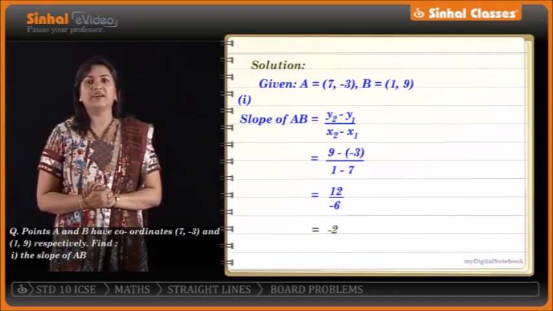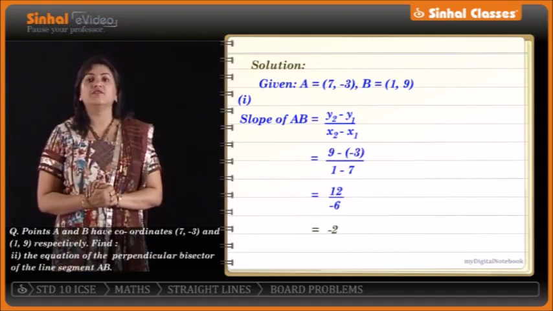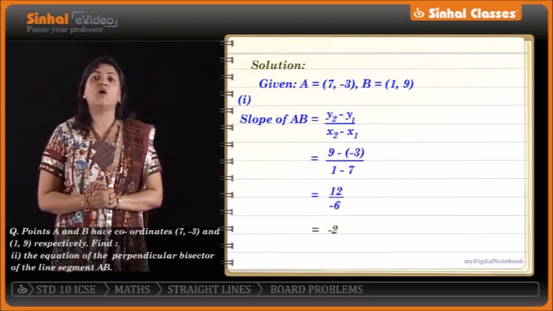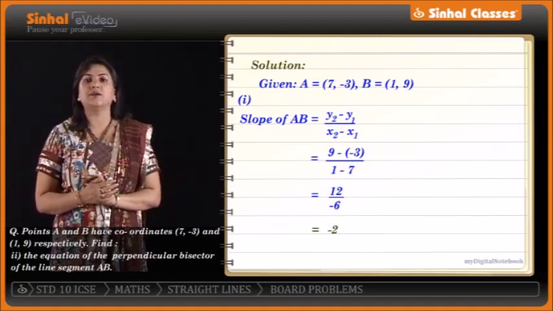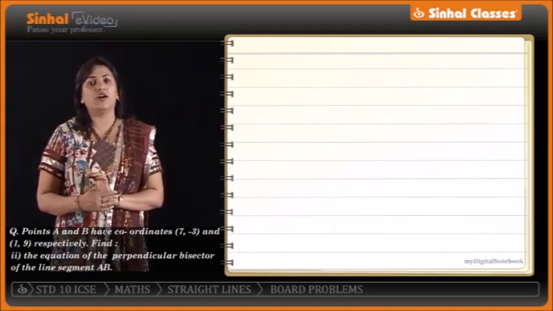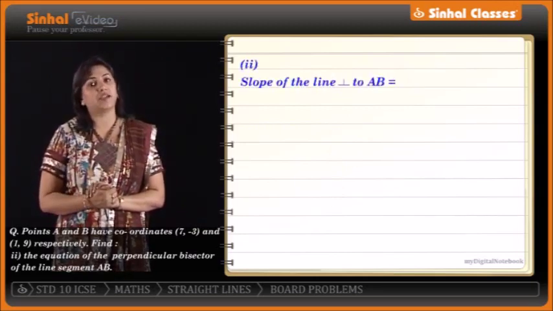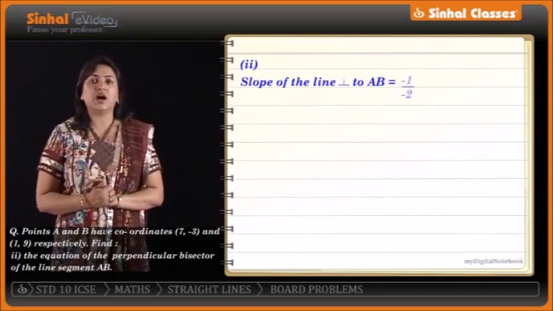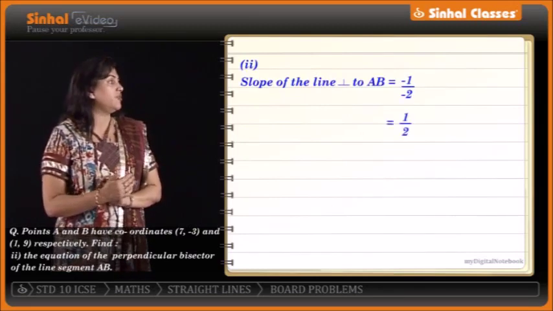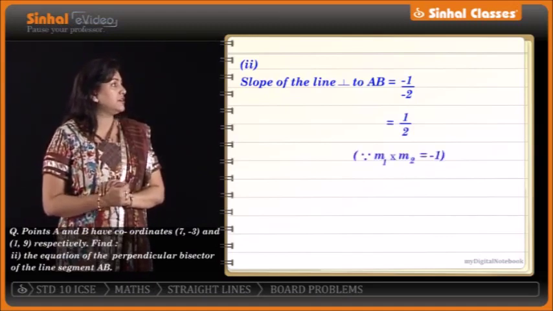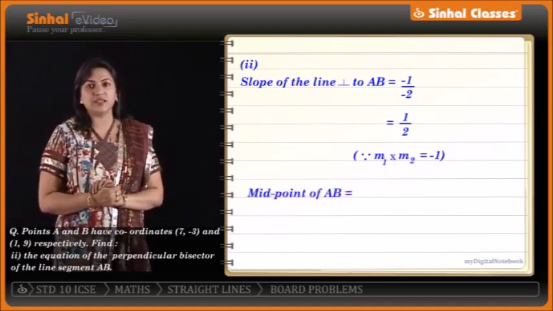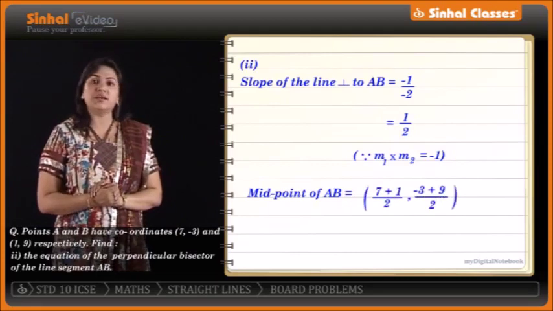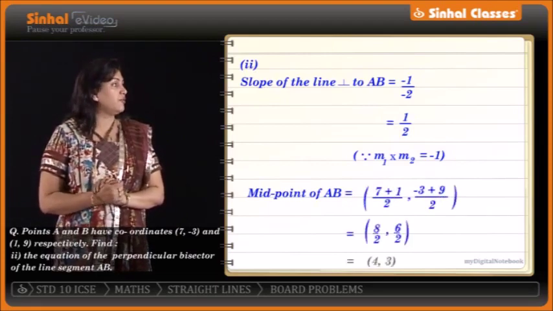Now we want to find the equation of the line which is the perpendicular bisector of line AB. Now we have the slope of line AB as -2. So what is the slope of the line which is perpendicular to AB? It will be the negative reciprocal of AB, that is we get half. Now we have the slope of the required line as half. Now we want the midpoint of AB, that is (7 + 1) upon 2 and (-3 + 9) upon 2. We get (4, 3).